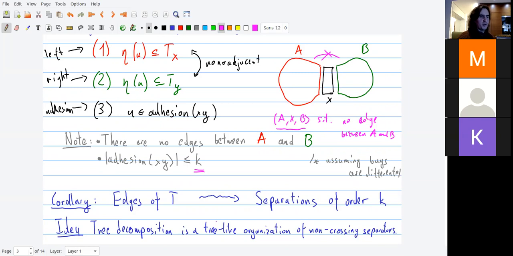I will not go into the details here. There is a notion called tangles in graphs, which are sort of highlighting every separation in the graph, and they are closely related to tree decompositions.